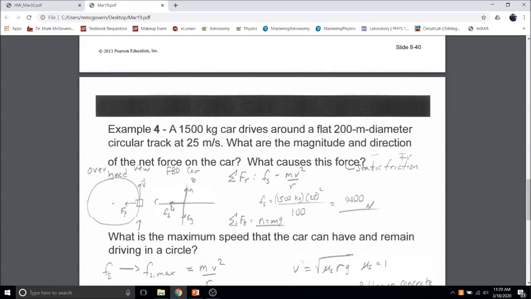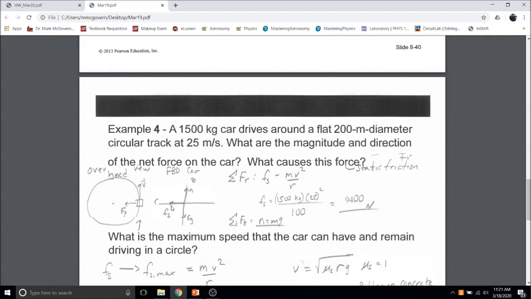Okay, well, it's not a tension, right? There's no ropes here. So, you know, what kind of force is it going to be? Well, the tires are in contact with the ground. Okay, well, there's a normal force, right? But there's also a static friction. Now, why static friction? Well, here's the thing.